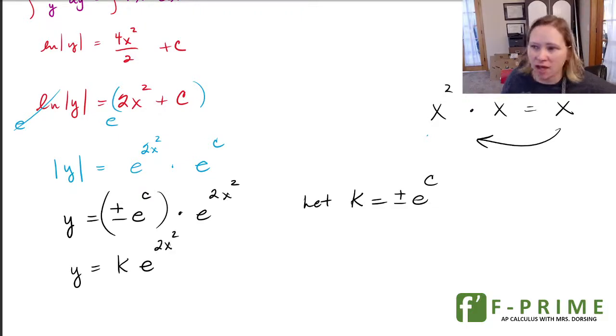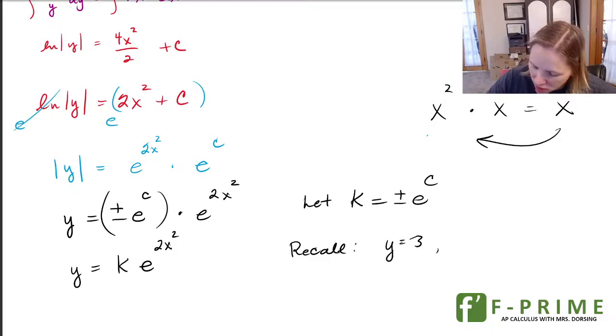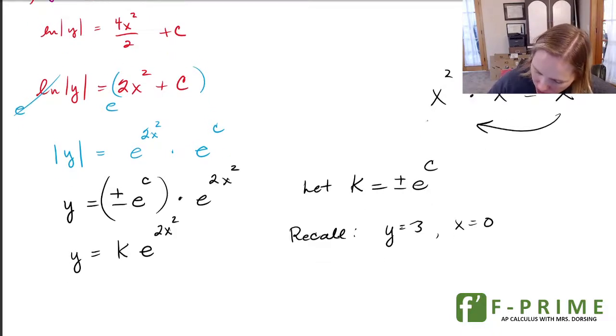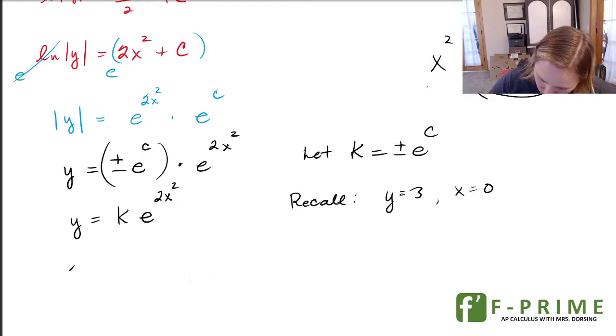Now I'm ready to solve for that k. So I'm going to use my initial condition. Recall, the initial condition was this, y equals 3 when x equals 0. So I'm going to plug those in. So y is 3.